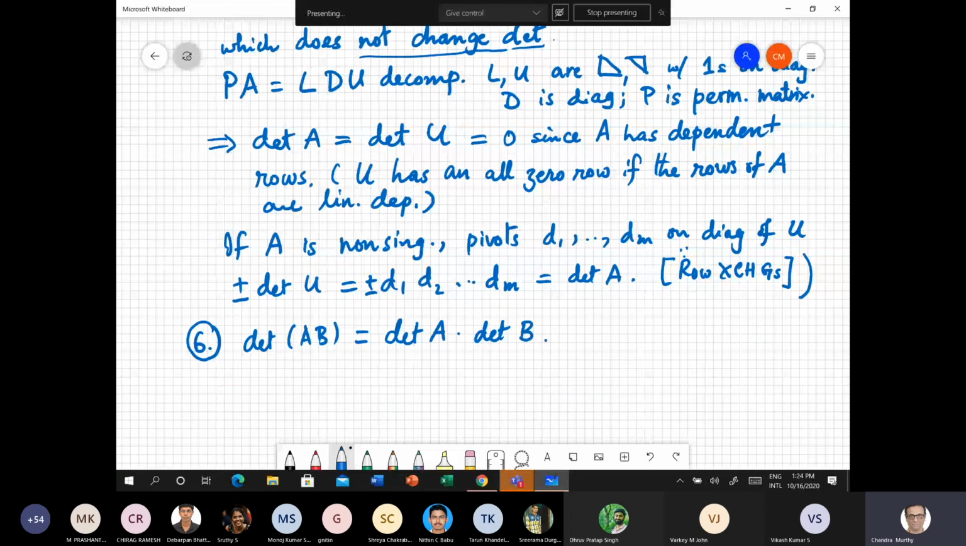Before I discuss that, one immediate consequence is that if AB is the identity matrix, then B is the inverse of A, and the determinant of the identity matrix is 1. And therefore, we can say that determinant of the inverse of A, when A is invertible, is equal to 1 over the determinant of A. Because determinant of AB is 1, since AB is the identity matrix, and on the right hand side I have determinant of A times determinant of A inverse. So the determinant of A inverse is 1 over the determinant of A.